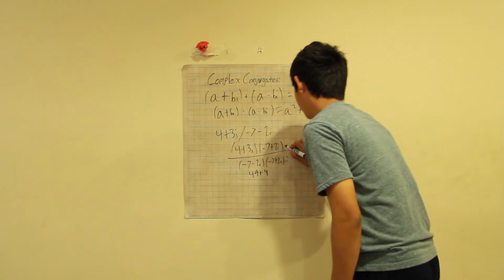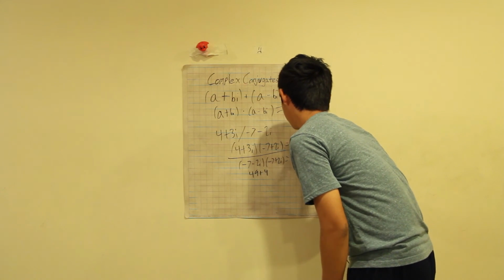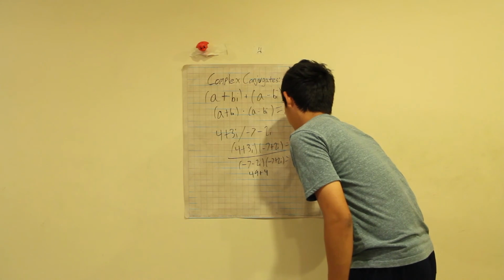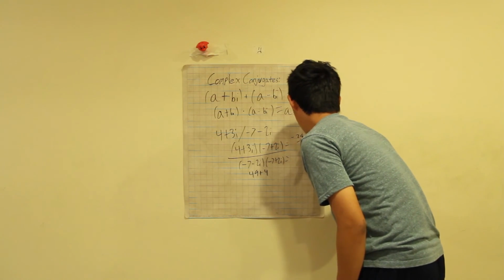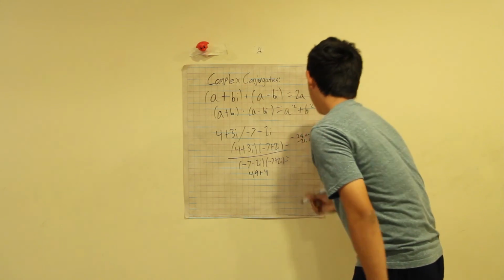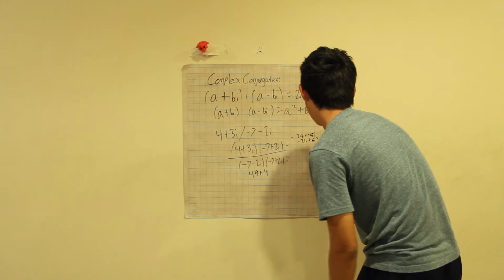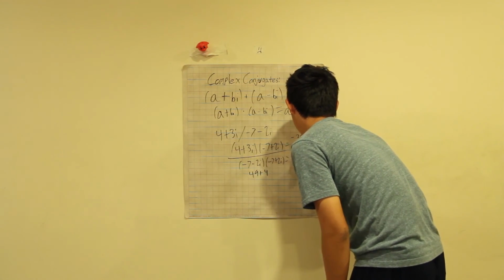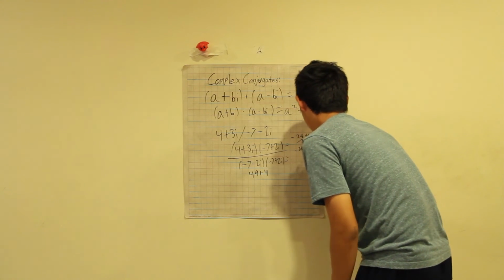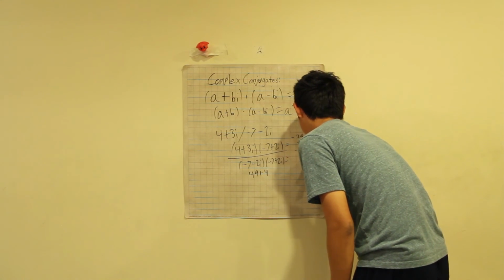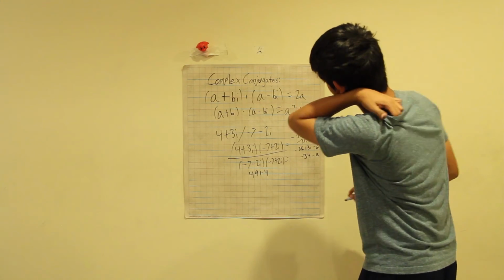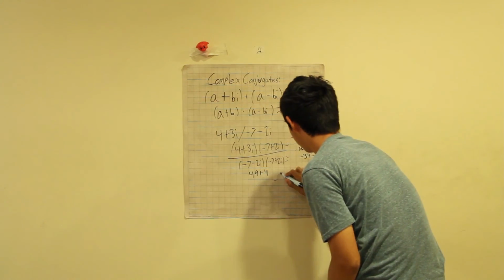And the numerator, well, we can just go through this. It'd be negative 28 plus 8i minus 21i plus 6i squared. And when you do that, you get negative 34 minus 13i. So now we'll just put it over here.